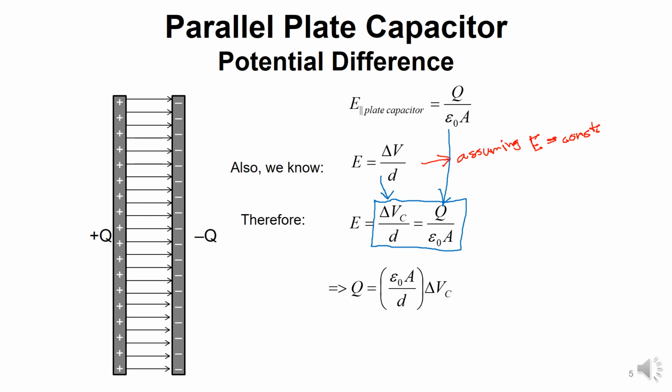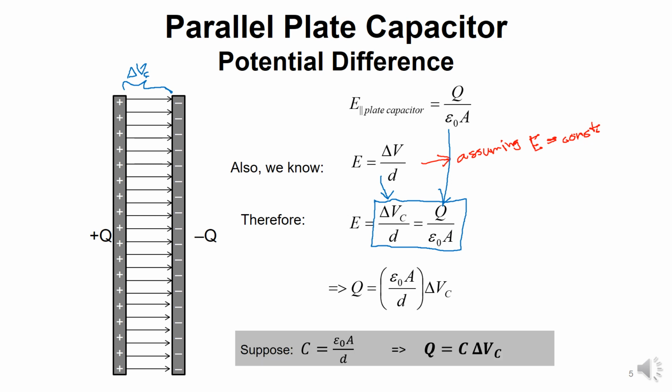All right, and now rearranging the equation, we can solve for Q. This is what we get. Q equals some constants, epsilon 0 multiplied by area of the plates divided by the distance multiplied by delta VC. Okay, so this delta VC, I can draw it on the picture on the slide. This delta VC is the potential difference between the two plates. All right, so this is how we relate the charge of a capacitor to the potential difference.